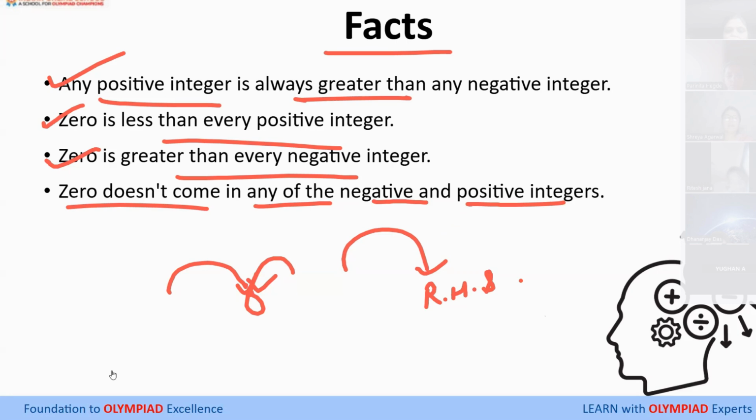When we define integers, you know how it is defined. An integer is a set of negative numbers, positive numbers, and the number zero. So zero is always kept separate. Zero is neither positive nor negative. Got it, everyone? Yes, ma'am.